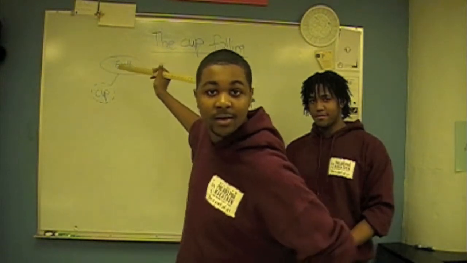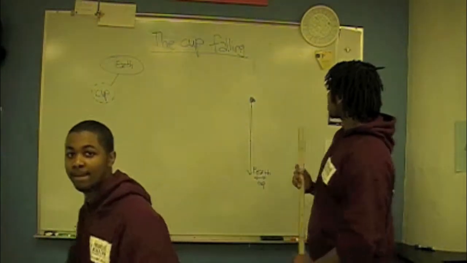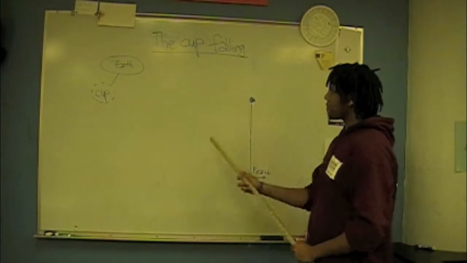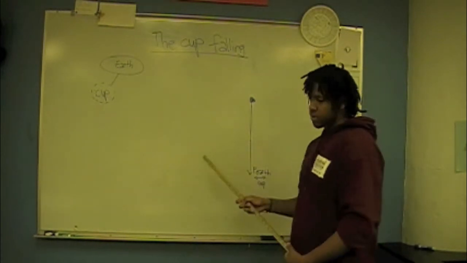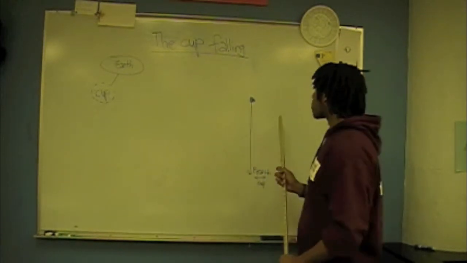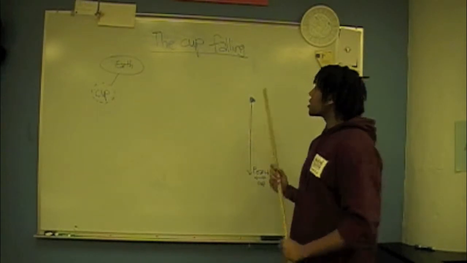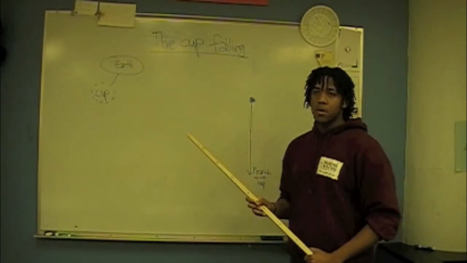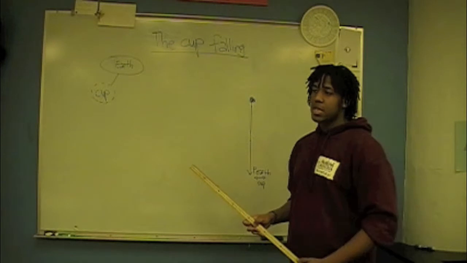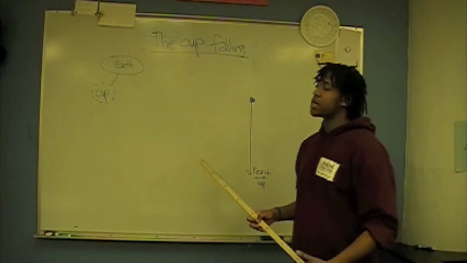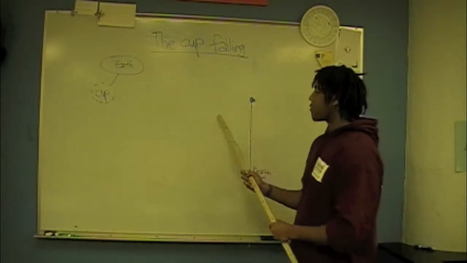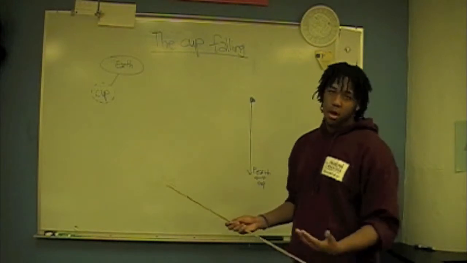Ryan? Okay, thank you. So this is the force diagram for the cup falling. The reason why Earth or gravity is the only force acting on the cup is that since the cup is falling, there's no other upward force to keep the cup from falling. And the vertical forces are rendered useless because the cup is falling.